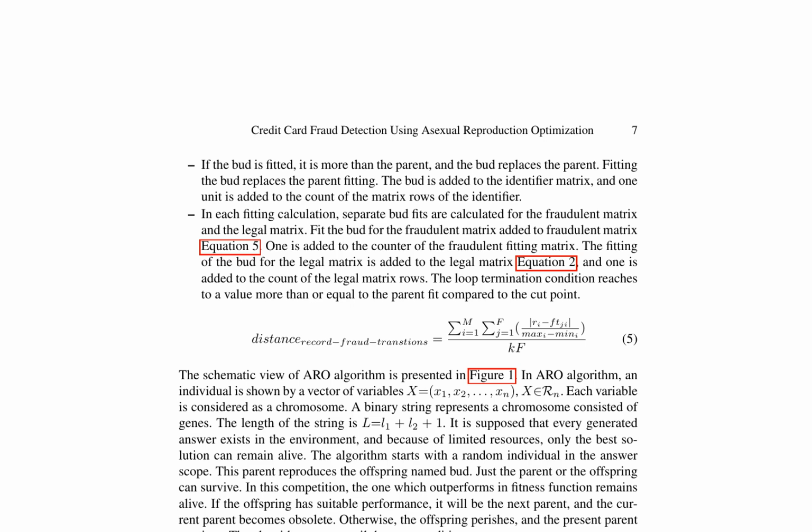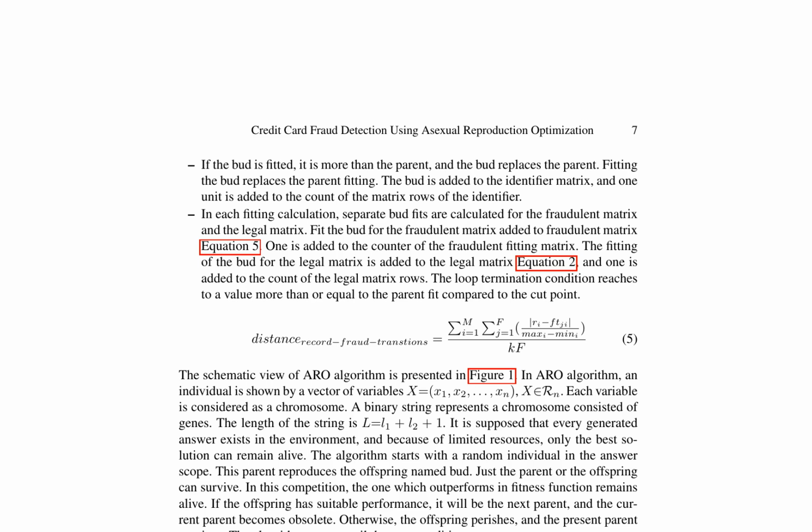The Asexual Reproduction Optimization (ARO) algorithm is employed for credit card fraud detection. The algorithm's fitting calculation involves separate bud fits for the fraudulent and legal matrices, with the bud replacing the parent if its fitness is superior. The loop termination condition is reached when the parent fit is compared to the cut point.